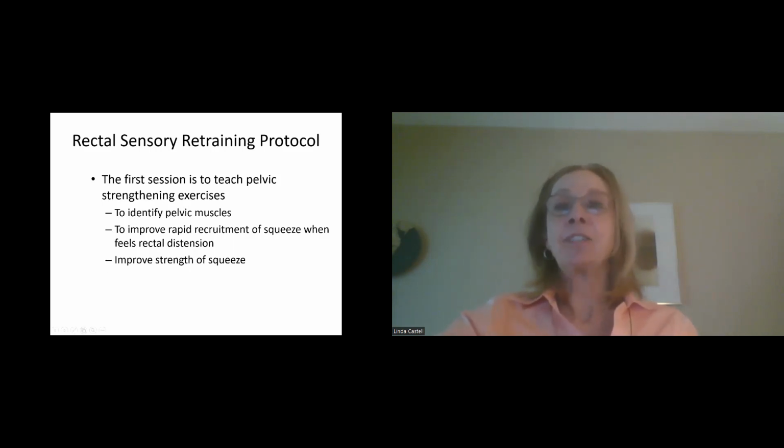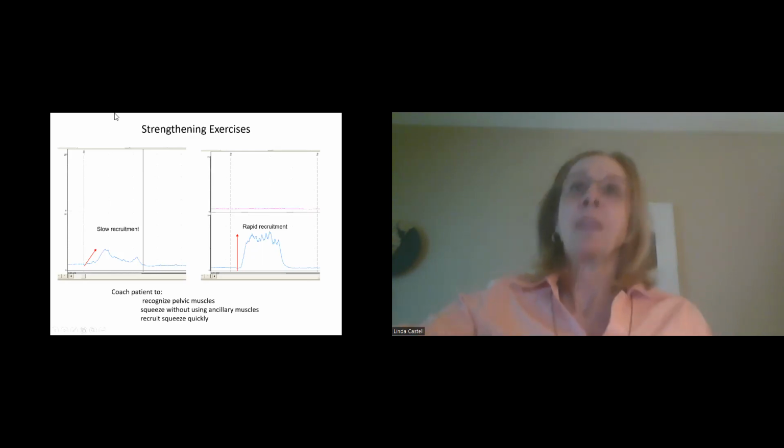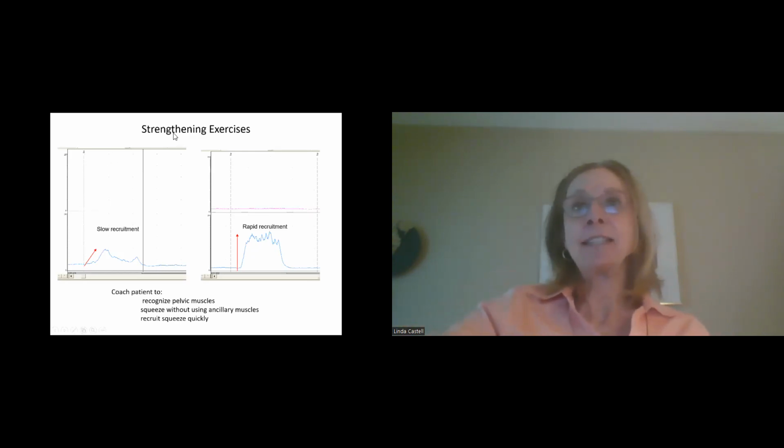And also, most of those patients also have a weak resting pressure as well. So we're accomplishing two things with these patients. When we do our strengthening exercises with these patients, we're going to coach them to recognize their pelvic muscles when they squeeze.